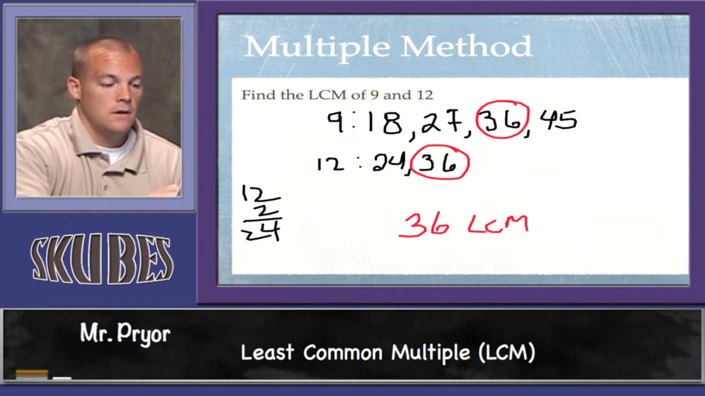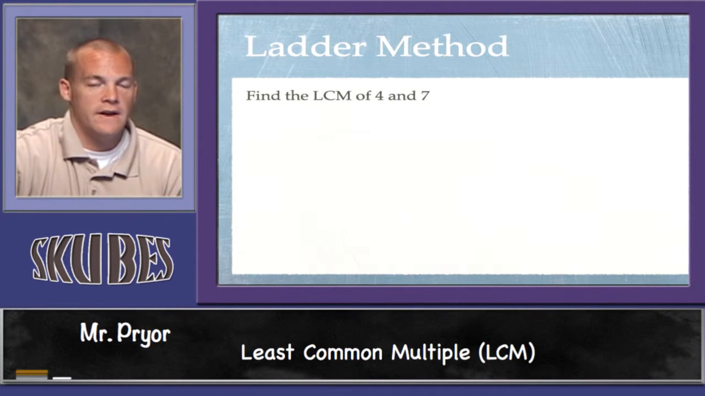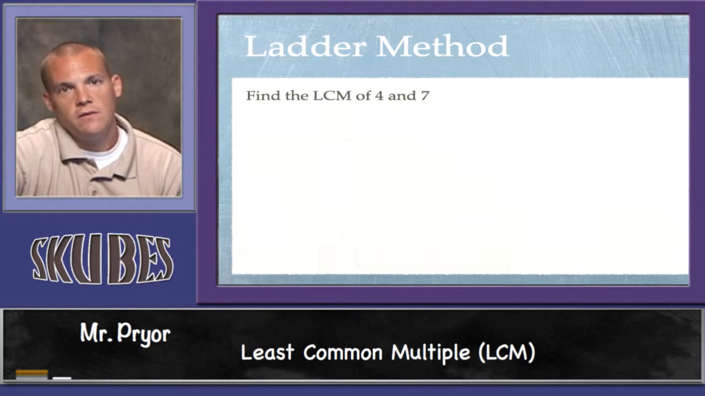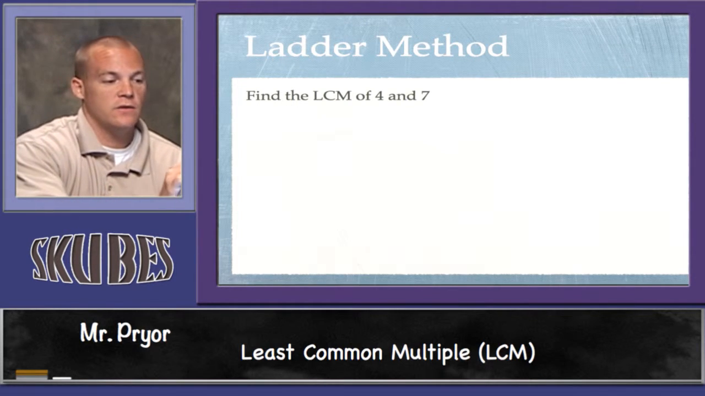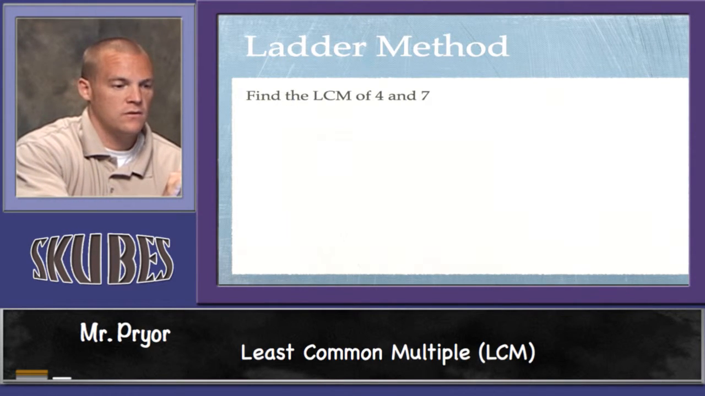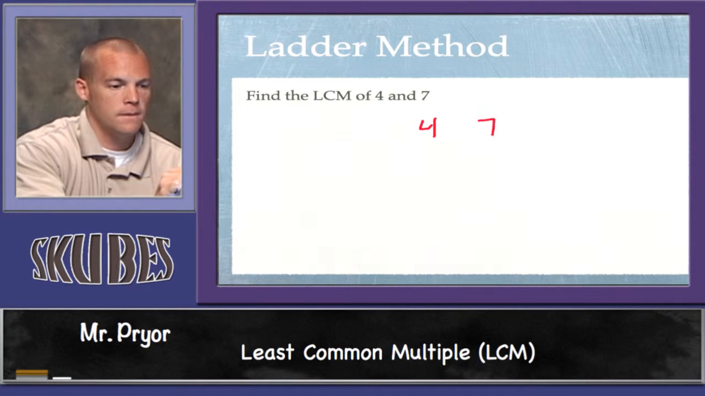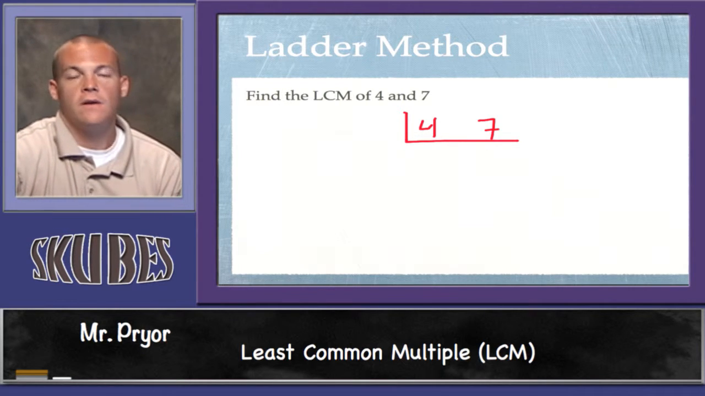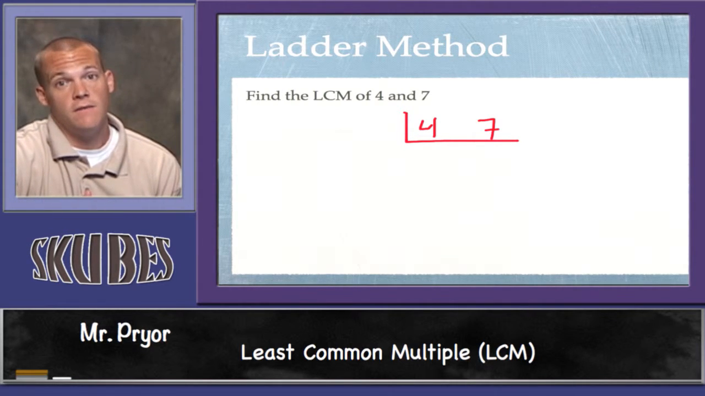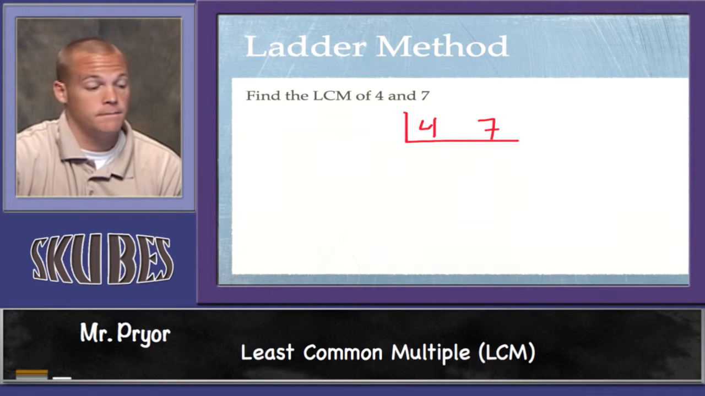All right. The next method we're going to look at is called the ladder method. Now this one in particular is better with larger values. However, we have the two values 4 and 7. To do the ladder method, you're going to write 4 and then 7. And if you watched the greatest common factor video, you saw a very similar method. It actually is very, very similar. You do it the exact same way.